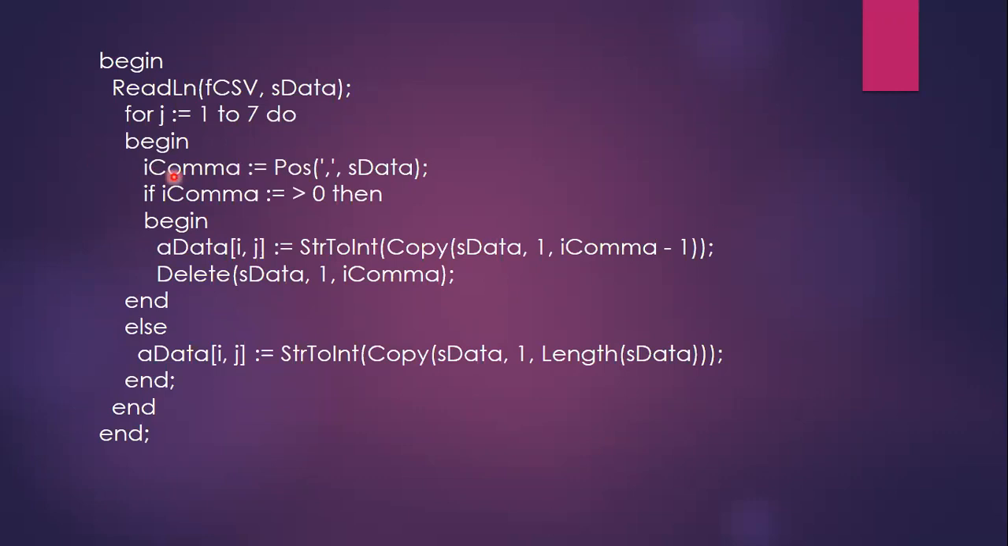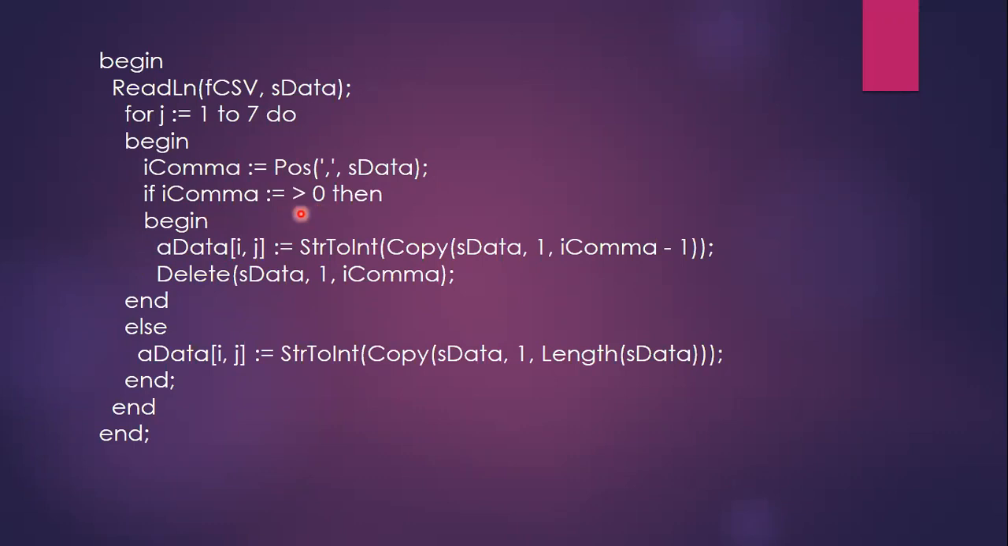Then I comma. So what I want to do is go through my S data, go and find the position of the comma and assign it to I comma. Okay. Then you are going to do your test. So here you do your test of your text file. Go and see if I comma is greater than 0.